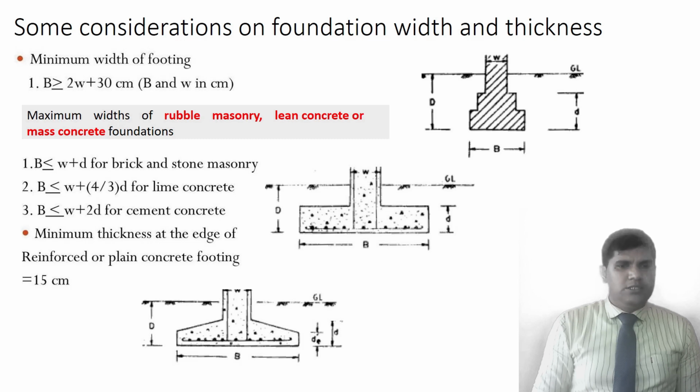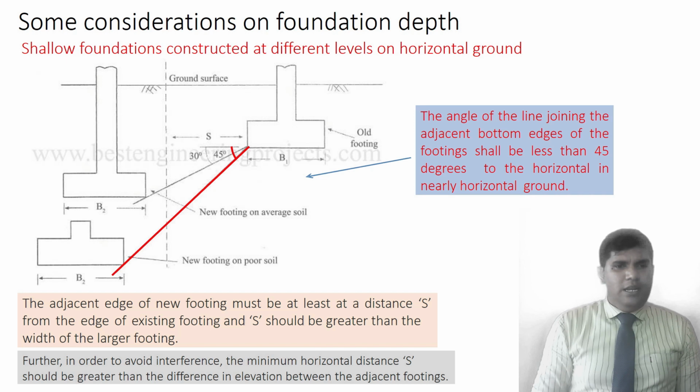For lime concrete and cement concretes also. Then the thickness: first I talked about the minimum width, and the second thing is foundation thickness. The minimum thickness of the foundation at the edge of the reinforced or plain concrete should be equal to 15 centimeters, so 150 millimeters. That is a minimum, but as normal we are using more than 150 millimeters thickness in the foundation design.